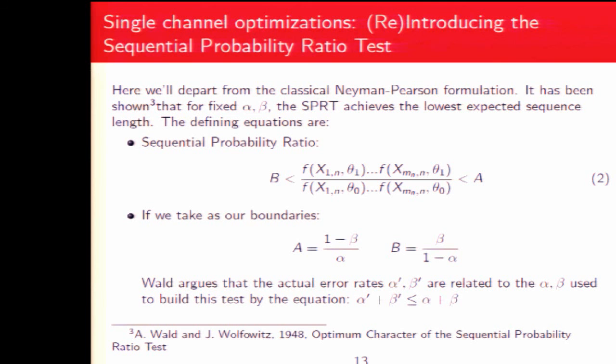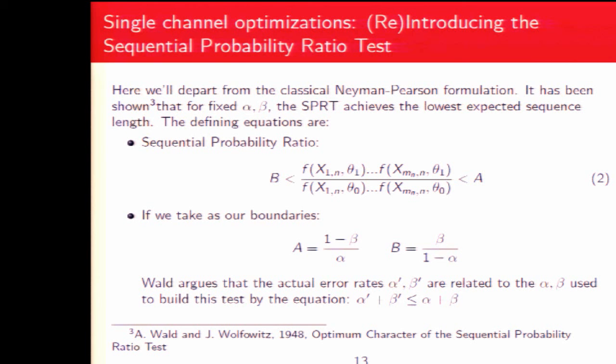You said above A, below B. Above A, below B, yes. Above A, below B, and if it's in the middle, that's the critical part. If it's in the middle, we take another sample. And taking another sample will eventually create a sequence that crosses one of these thresholds.